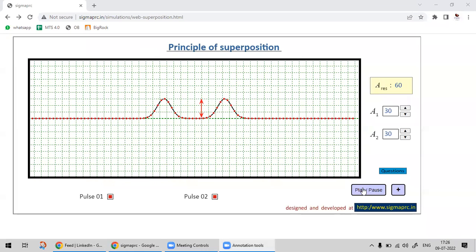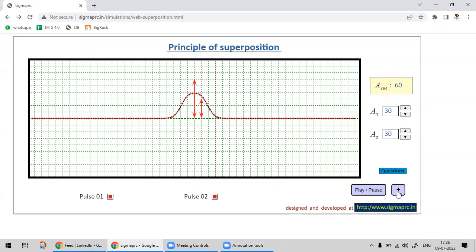And we see that as the wave propagates, at this point, if I allow them to increase by clicking this plus, plus, plus, you see the resultant has become twice. So 1, 2, 3, 4, 5, and up to 6. And what happens after they superimpose with each other? Nothing. They just continue the journey as it is.